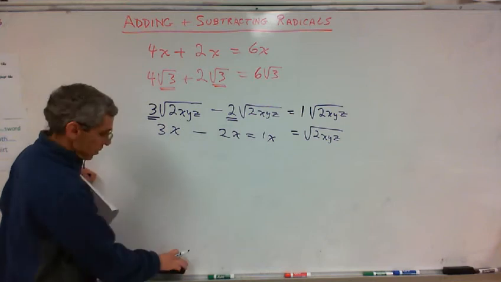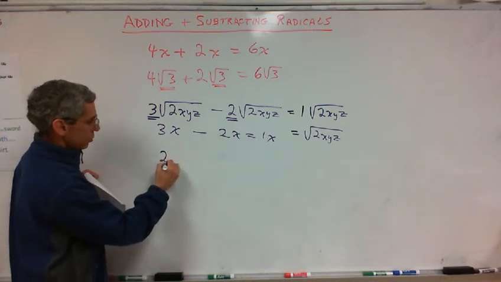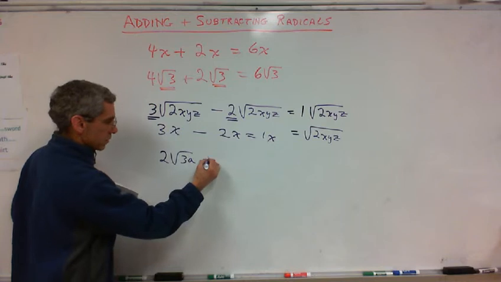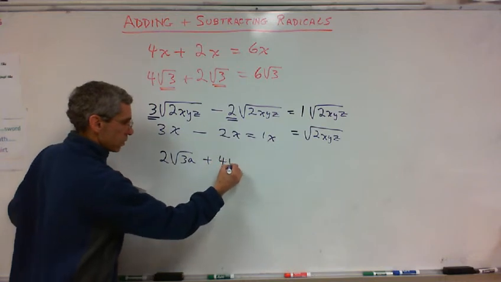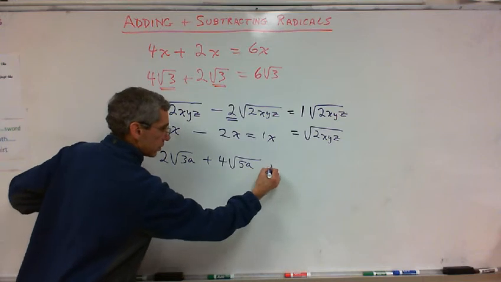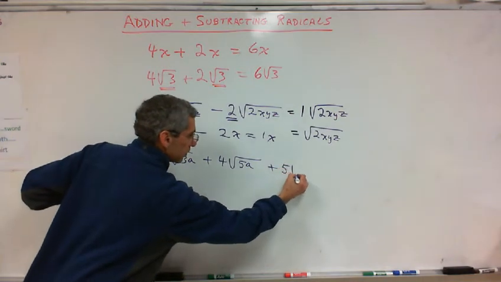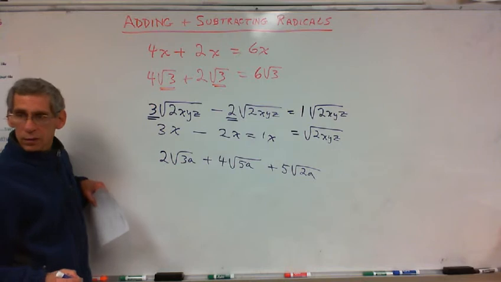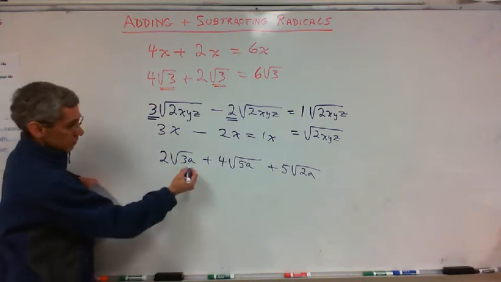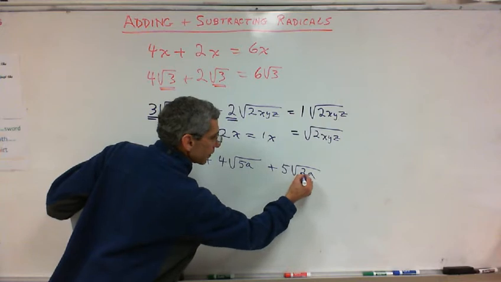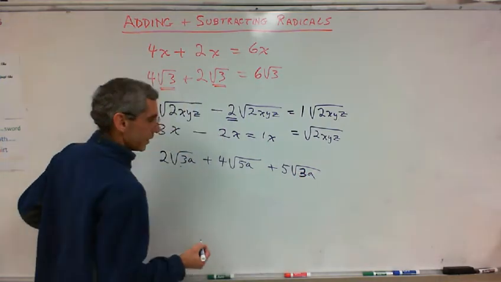So watch. What about this? 2 square root of 3a plus 4 square root of 5a plus 5 square root of 3a. What would that be? You have to look for the like terms.